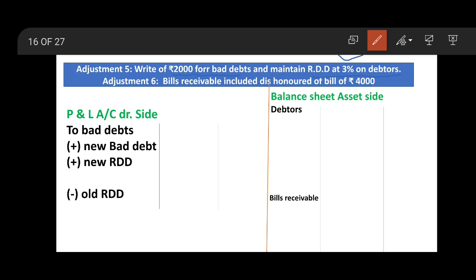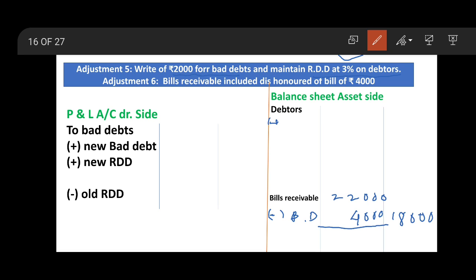We have already written 22,000 as bills receivable in the inner column. We will deduct this dishonoured bill from this 22,000, and the amount of the dishonoured bill is 4,000. So therefore in the inner column 4,000. Deduct this amount, take it to the outer column, you will get 18,000 in the outer column. What to do with this 4,000 dishonoured bill? This dishonoured bill will be added to the debtors as it affects the debtors indirectly. It increases the balance of debtors.